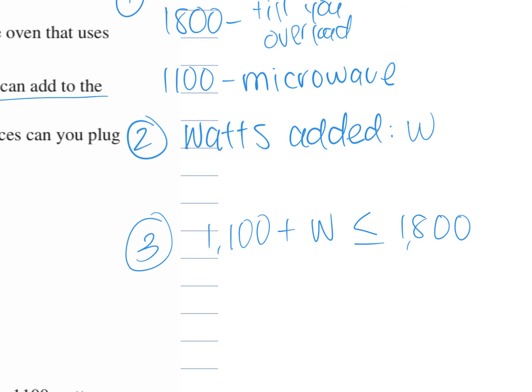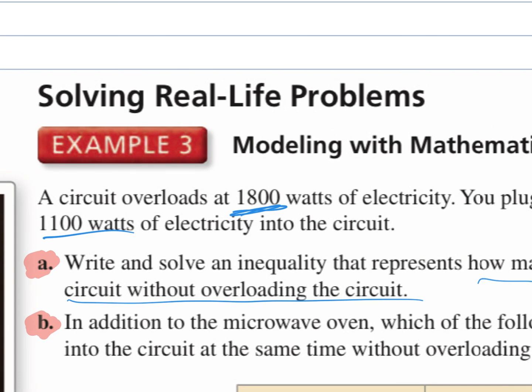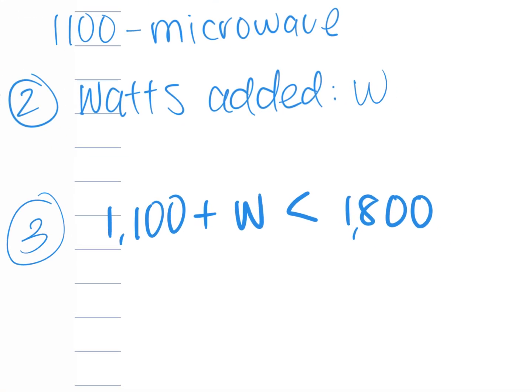Does anyone see what the small issue is with Hunter's answer? Yeah, Zyla? Why can't this be equal to? Good. Can we reach 1,800? No, because what will happen if we reach 1,800? It overloads. Do we want our circuit to overload? So how do we avoid that? Staying below 1,800. Do you guys remember when we would graph this on a number line, we would put an open circle? We're keeping it open because we don't want it to reach 1,800. We don't want it to overload. Are we Gucci? Okay, now we have an inequality.